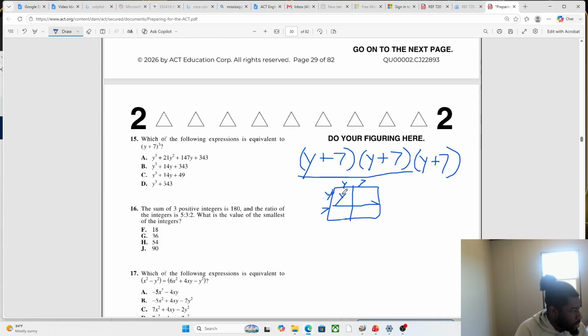So it's going to be y squared. That's going to be 7y, 7y, 7 times 7, 49. So now we've got, I'm going to move the binomial to the front, y plus 7 times y squared plus, adding my terms together, 14y plus 49.